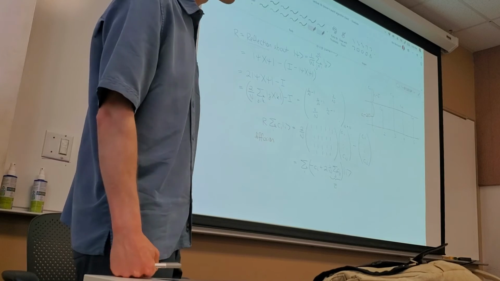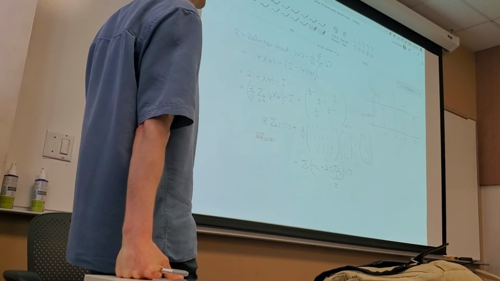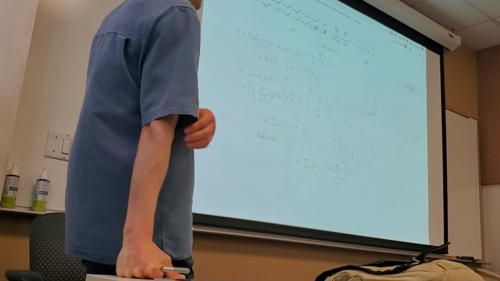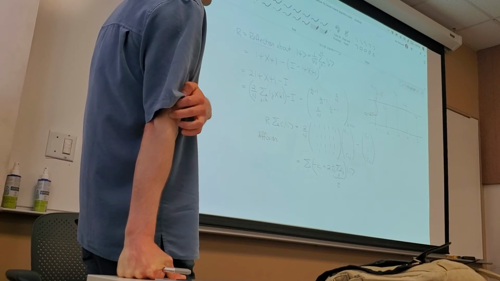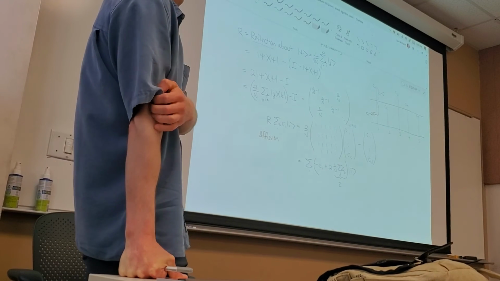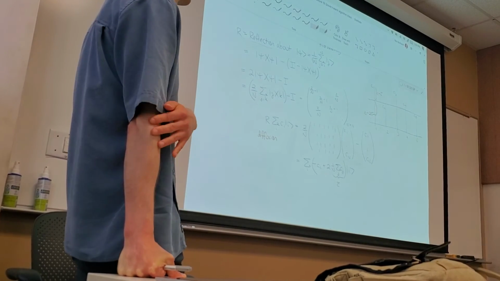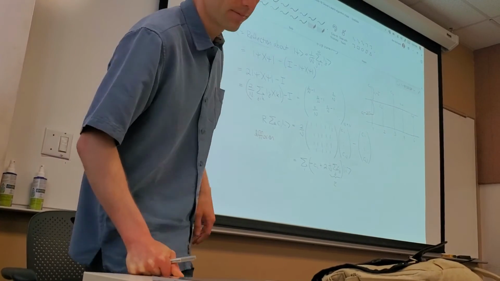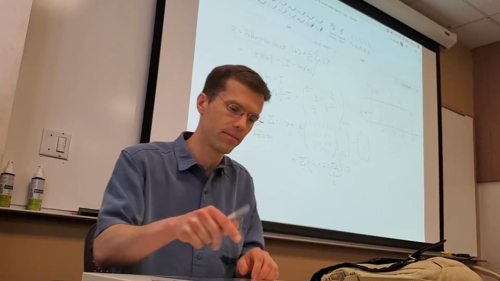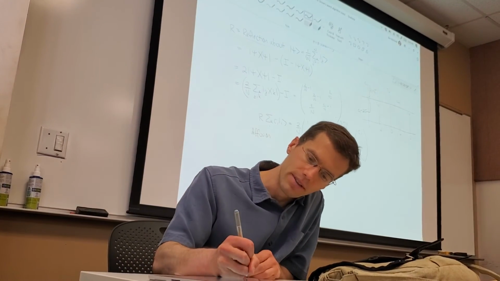Still, the question is, how can we generate this reflection, like using Hadamard gates and gates that we know, gates that we understand? How do we generate this unitary? So that's the interesting question.